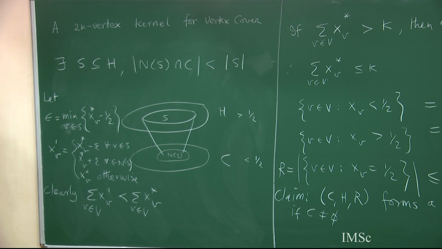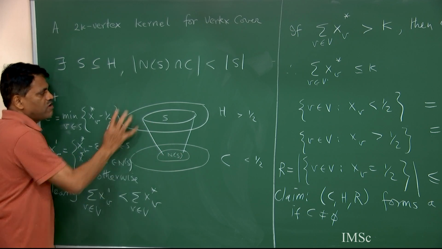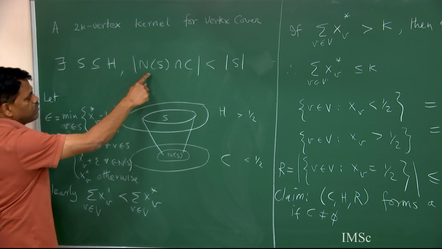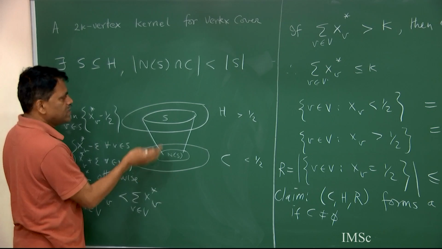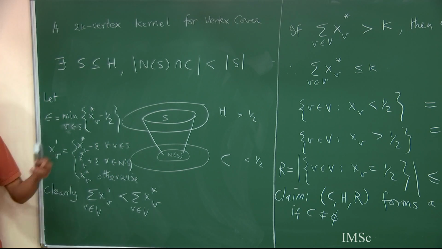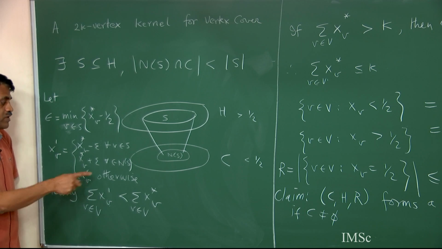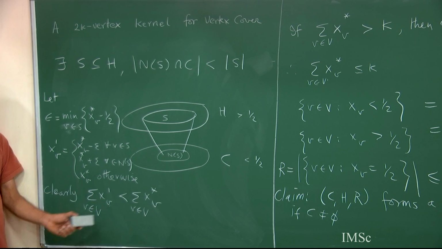Is this obvious? Why? For each of these I have reduced by epsilon, for each of these I have increased by epsilon, everything else remains the same, right? Since the neighborhood of S intersection C is strictly less than the cardinality of S, what I increased is strictly less than what I decreased. So overall there is a net decrease. So this is strictly less than this. If I now show that this xv prime still satisfies my LP constraints, then I will have a contradiction, because this was the optimum LP solution, and I have produced something smaller.